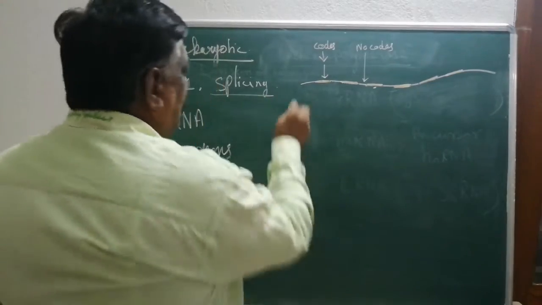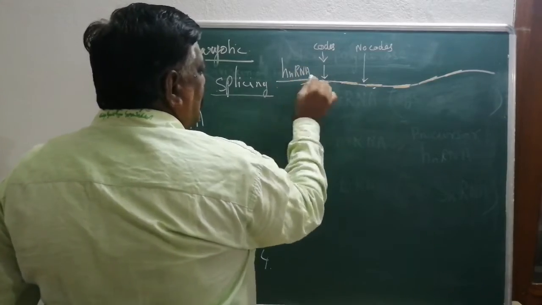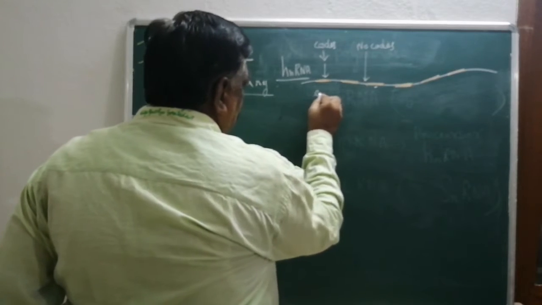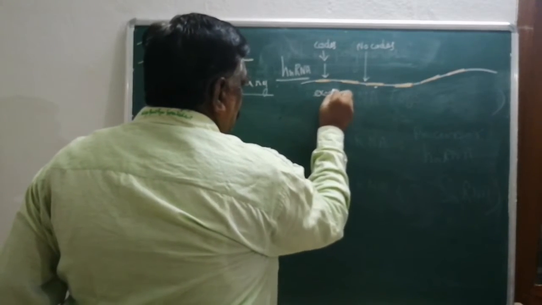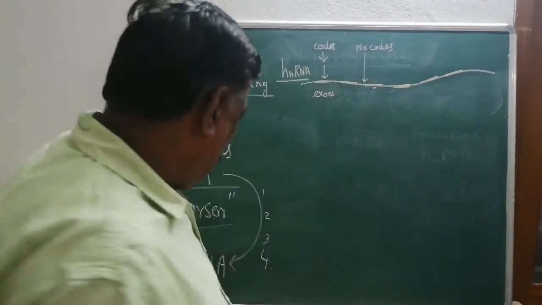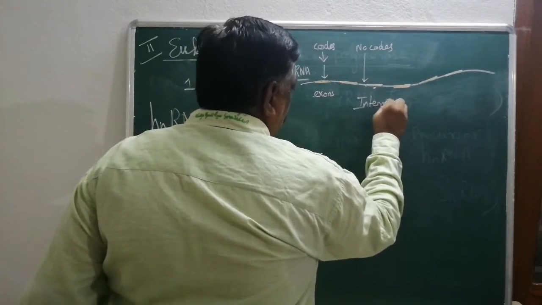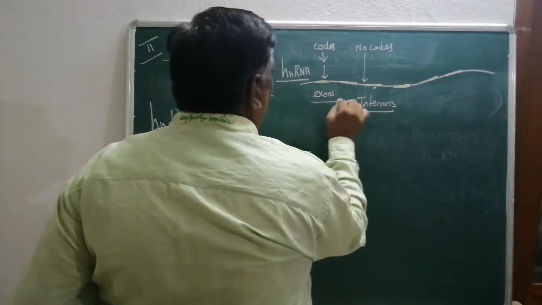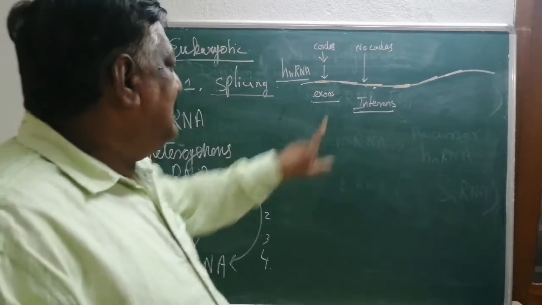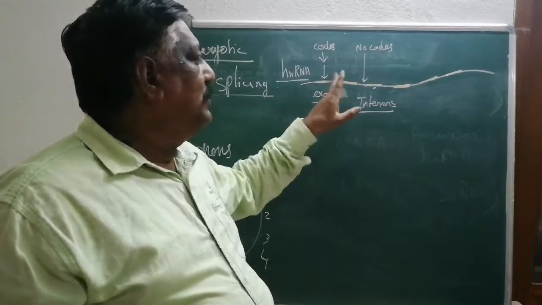And in the HnRNA, the coded regions are called exons. The regions without codes are called introns. Now there are two names, introns and exons, and the introns are an unwanted region. So we have to remove this.